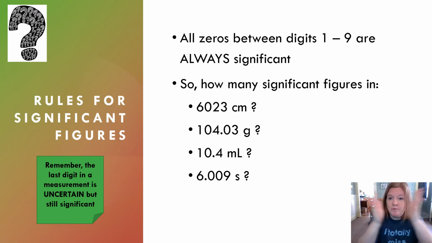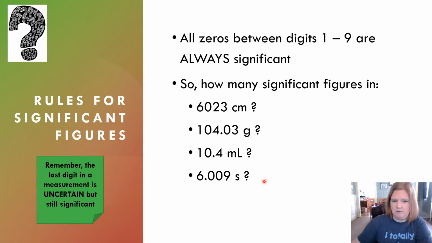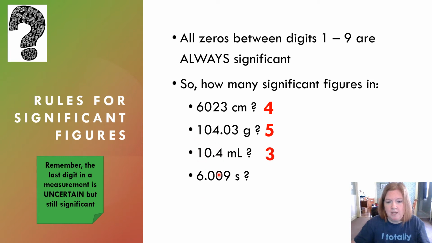All zeros that are sandwiched between digits 1 through 9 are always significant. So how many significant figures here? I see a 0, but it's in a sandwich. It's between digits on both sides that are 1 through 9, so I just count them. 1, 2, 3, 4. 4. I see zeros, but they're sandwiched between non-zero numbers, so I just count 1, 2, 3, 4, 5. I see a 0, but it's sandwiched between non-zeros, so I just count the digits. 1, 2, 3. I see zeros, but they're sandwiched between non-zero numbers, so I just count 1, 2, 3, 4.